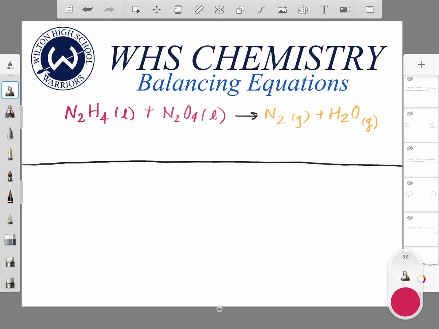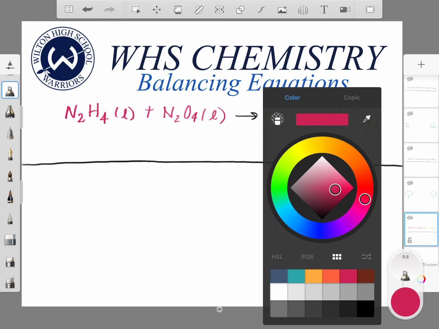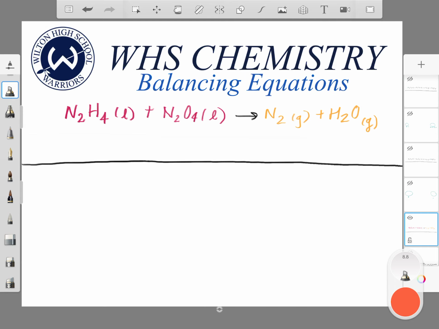So for example in this problem, oxygen appears once here and then once here. So it appears on both sides of the arrow, but it only appears once. And then same for hydrogen. It appears on both sides, but it only appears once. So those would be good elements to start with to try to balance.